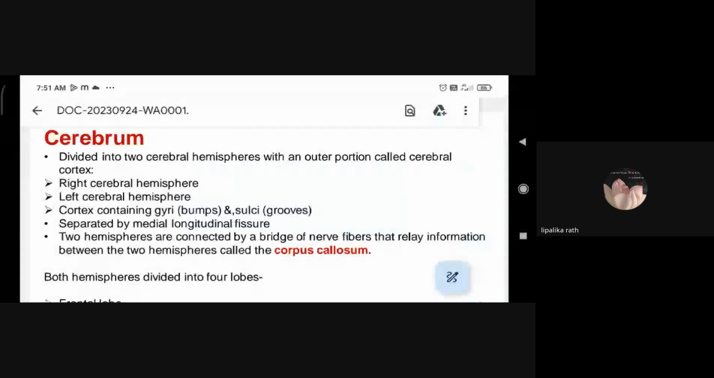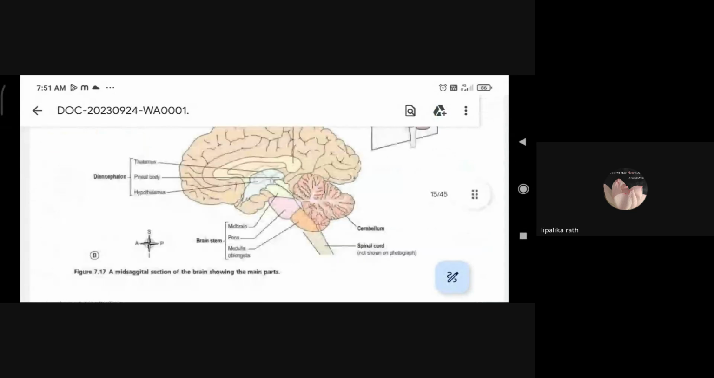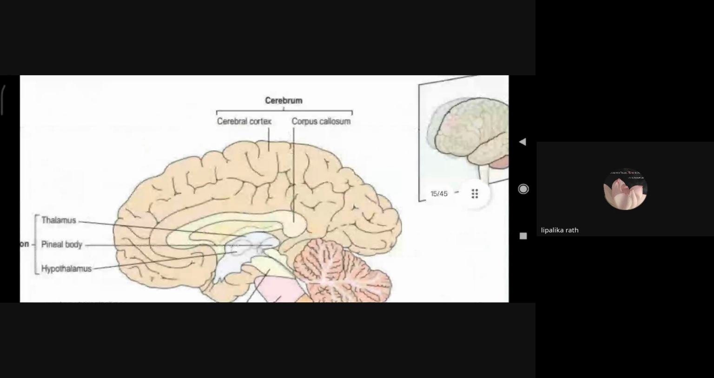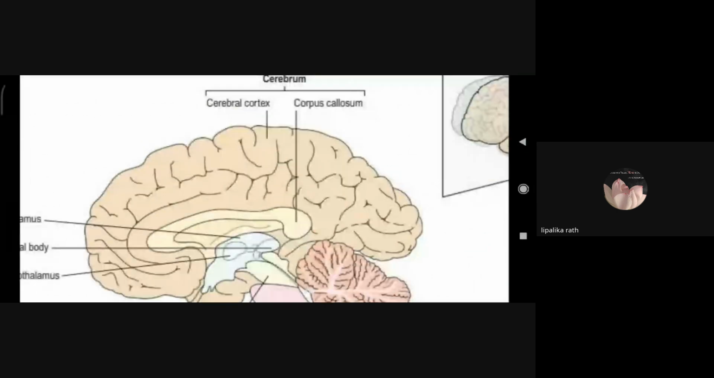The two hemispheres are connected by a bridge of nerve fibers. They relay information between the two hemispheres, called the corpus callosum. You have seen in this picture the corpus callosum. Here you can see the corpus callosum. So this corpus callosum is connecting the two hemispheres.